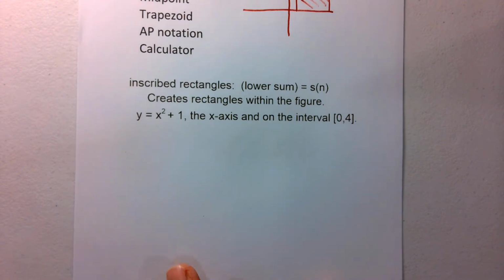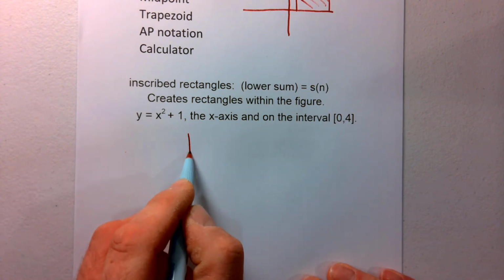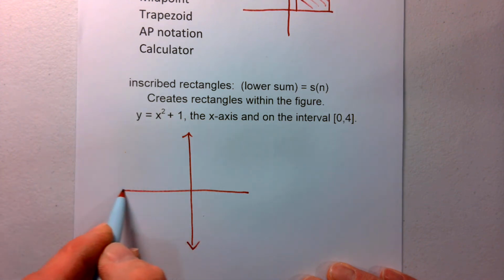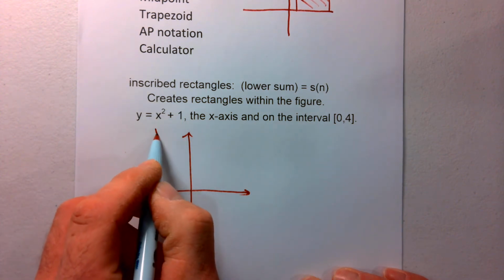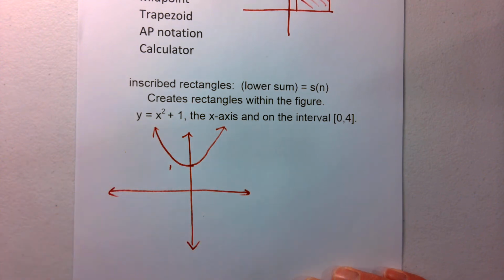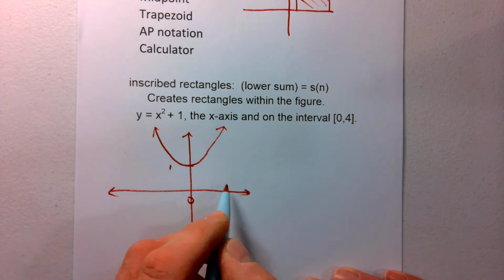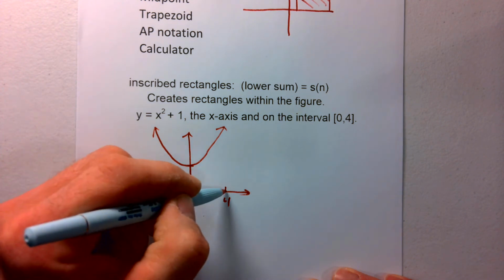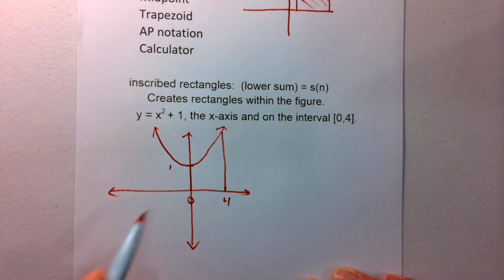So let's give you a function, x squared plus 1, and we're going to approximate the area of that region created with the x-axis on the interval from 0 to 4. If I think about the graph of x squared plus 1, it's going to come in here like this. It's going to be on the high side, but you get the picture of it. We're going to have the interval from 0 to 4, and here's going to be our region. We're looking for the area in this region.